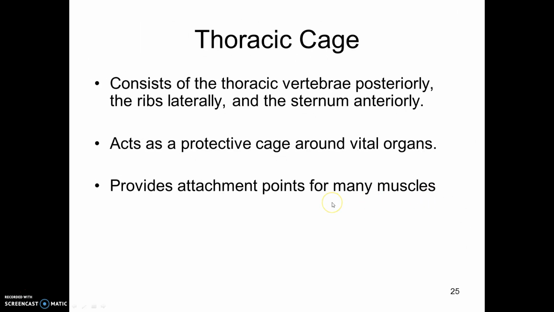All right, so now we move into the thoracic cage, and we're looking at the region that protects the vital organs in the thoracic region, such as the heart and lungs. It consists of the thoracic vertebrae posteriorly, the ribs laterally and anteriorly, and the sternum also anteriorly. And there are a lot of muscles that we're going to talk about that move the upper limb that are attached in the thoracic region.